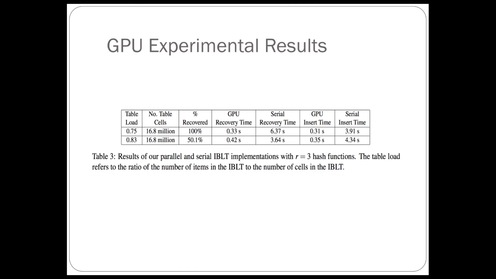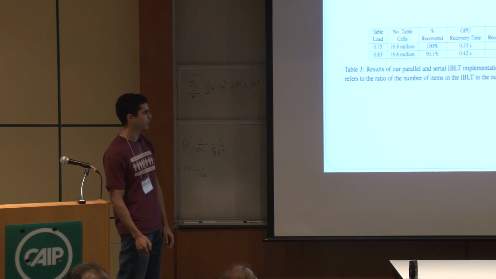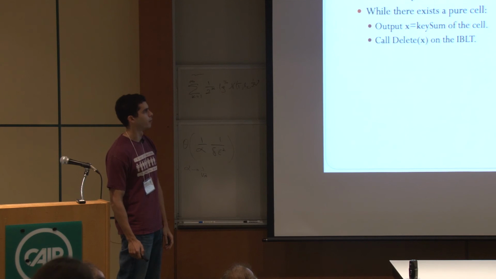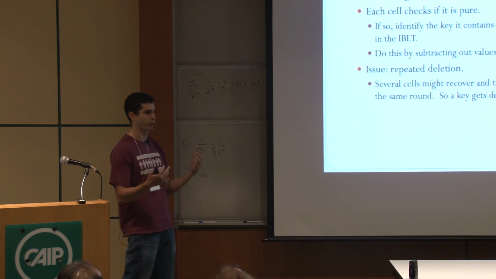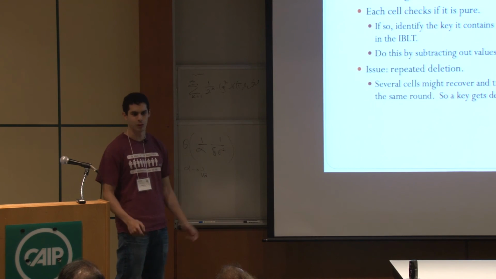I'm just going to finish up now and mention that we actually implemented this on GPUs, and you do see decent speedups, roughly a factor 20 speedup or so in the listing time. There are some implementation issues that arise when you actually sit down and you realize that, when you go to recover an item, you might actually try to recover it twice in parallel. You have to avoid that.